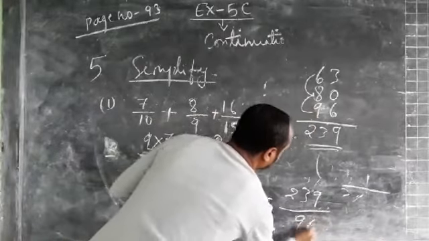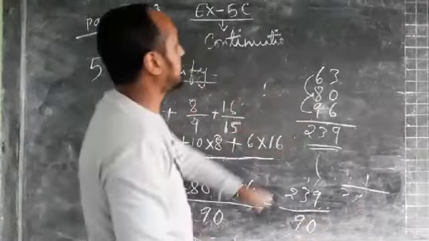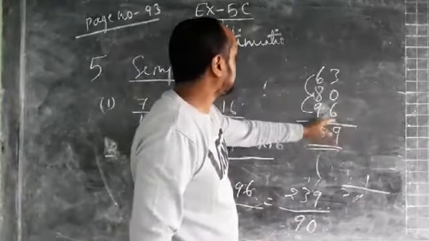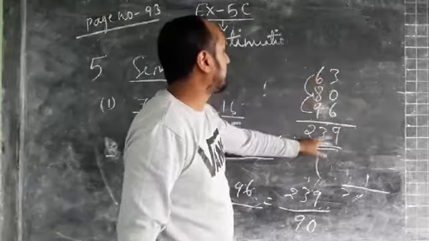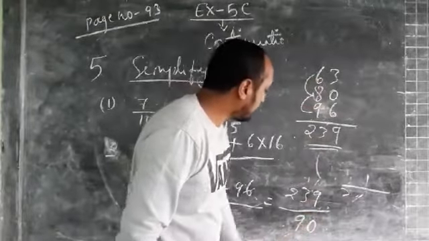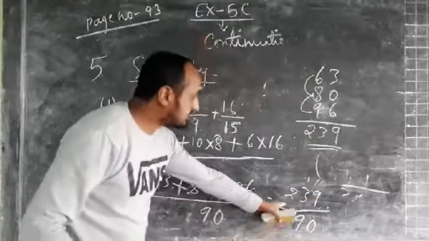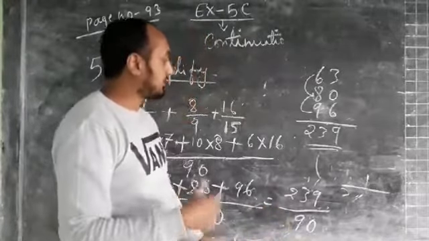239 by 90. Once again check it. 6 plus 3, 9. 9 plus 8, 17 plus 3, 20 plus 3, 23. So we are getting 239 by 90. Now you can convert this number into mixed fraction or you can keep it as it is also.